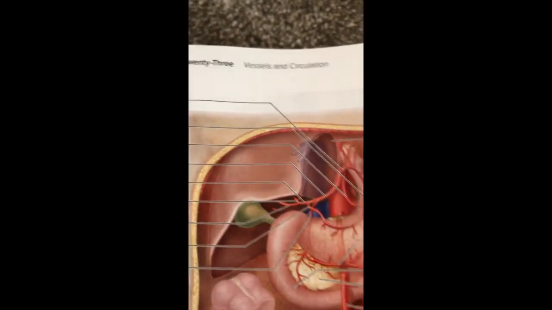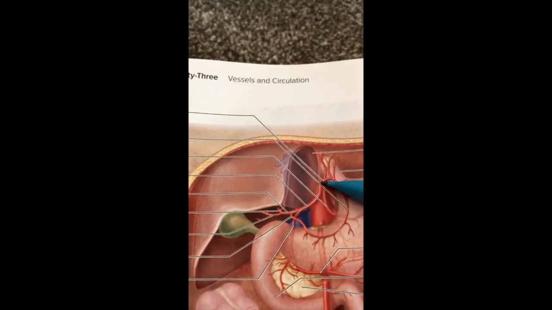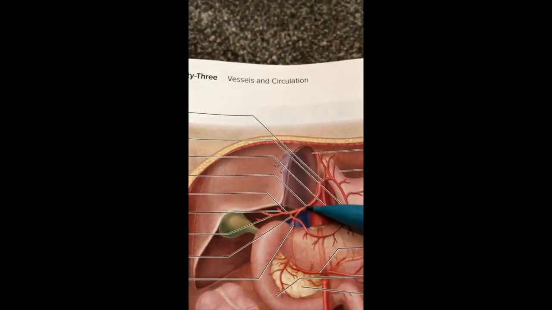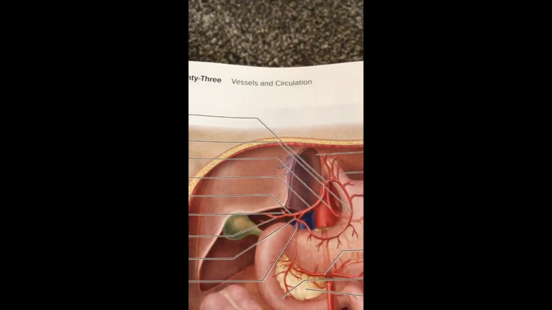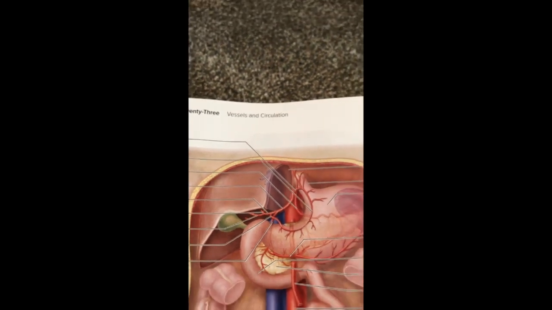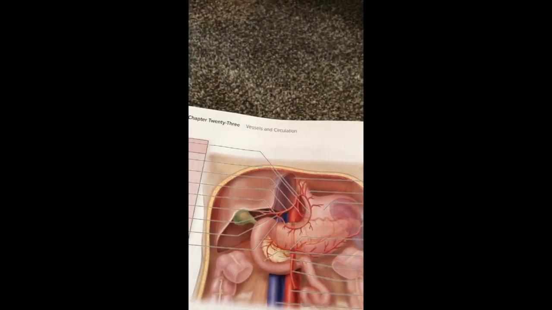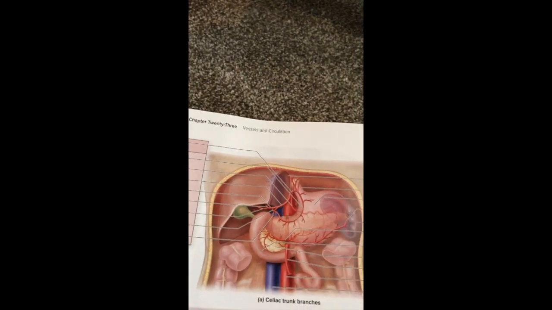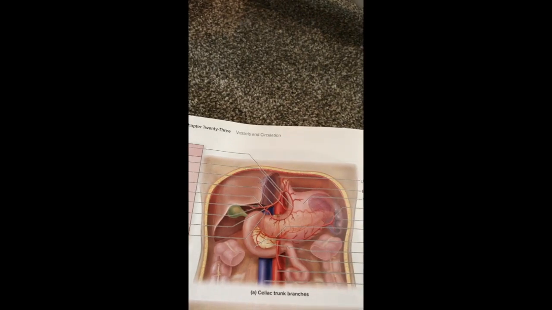So again, from the celiac trunk, we went aorta, celiac trunk, common hepatic artery, hepatic artery proper, and then the right and the left hepatic arteries. And at that point, you just would be in the capillary bed of the liver that we had already talked about. Again, you just say capillary bed of the liver, or liver sinusoids, it's the same thing.